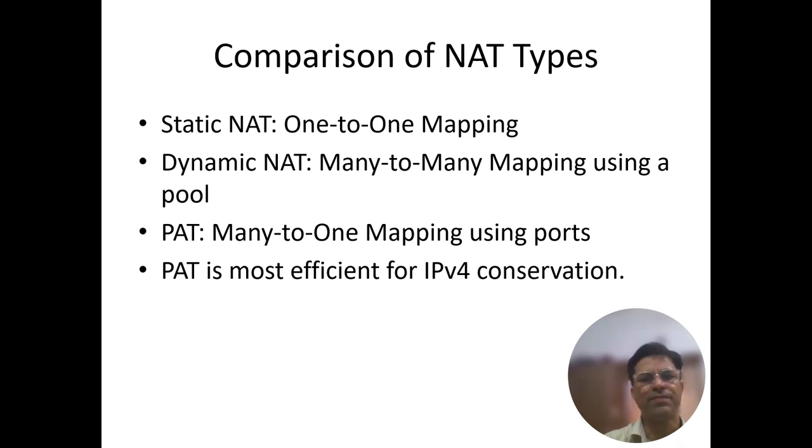Comparison of NAT types. Static NAT, one-to-one mapping. Dynamic NAT, many-to-many mapping using a pool. PAT, many-to-one mapping using ports. PAT is most efficient for IP version 4 conservation.